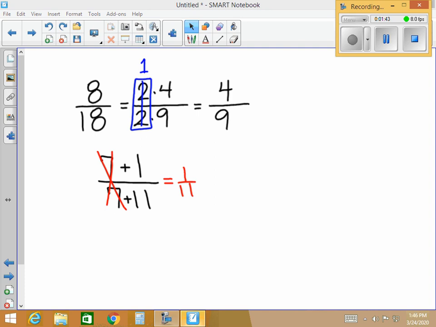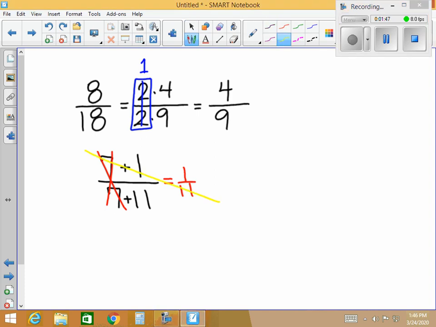When I am reducing a fraction to lowest terms, I can only reduce a fraction if there are factors in common, top and bottom. A factor means a part of the product, a piece of the product.